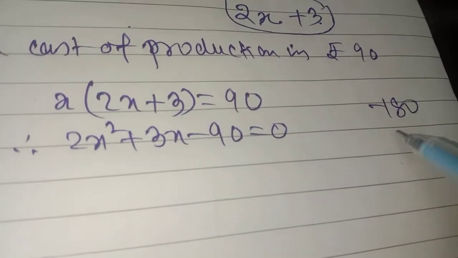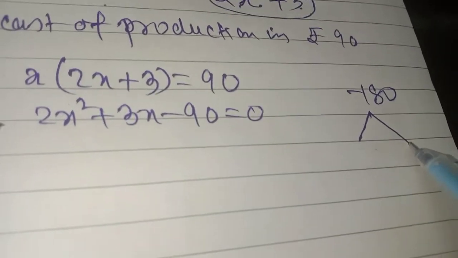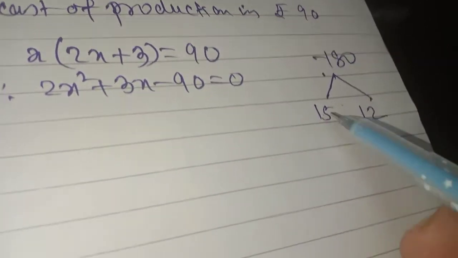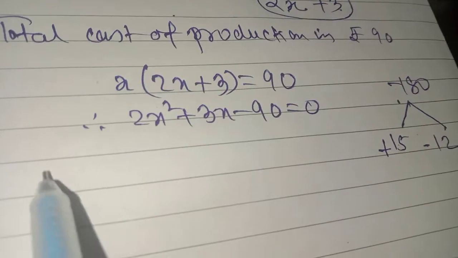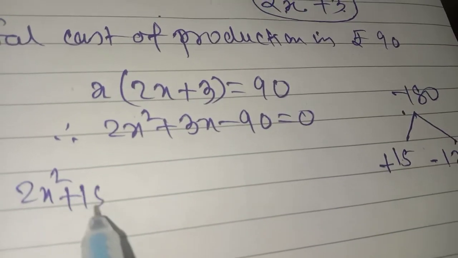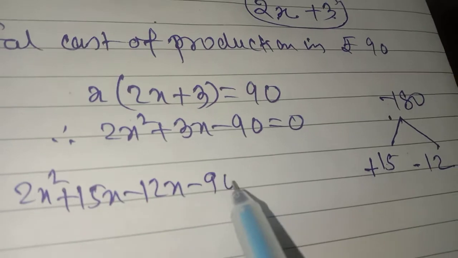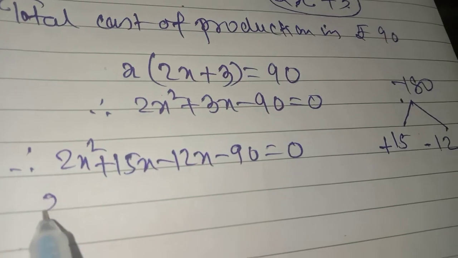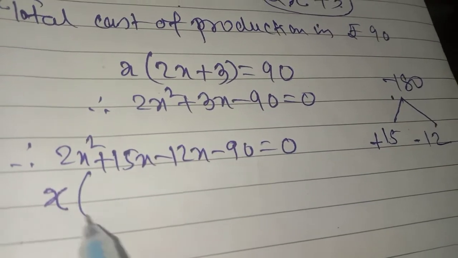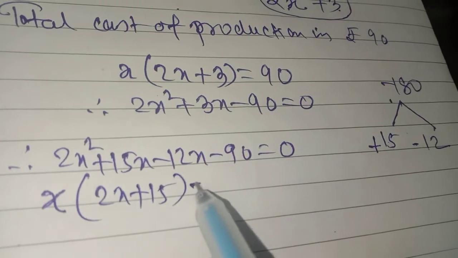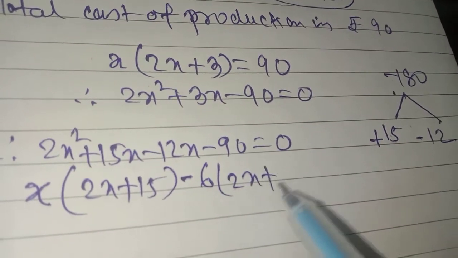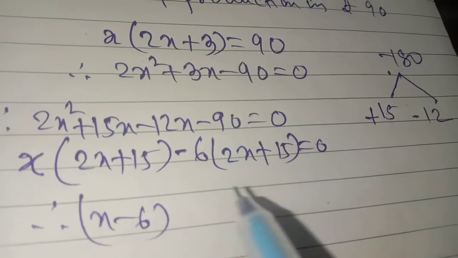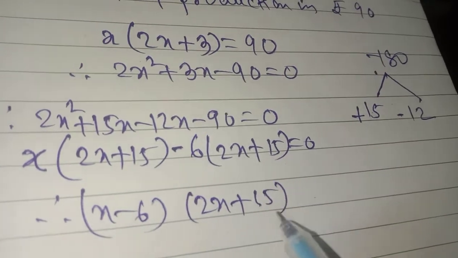Minus 180 will be the product, and we have to find the factors of minus 180. I think it is 15 and 12. Larger number plus smaller will be minus. So therefore 2x square plus 15x minus 12x minus 90 is equal to 0. Okay, so what I will take common here? I will take common here x. So it is 2x plus 15, and here I will take common 6. So it is 2x plus 15. Since I have taken minus common, so it is x minus 6, 2x plus 15 is equal to 0.